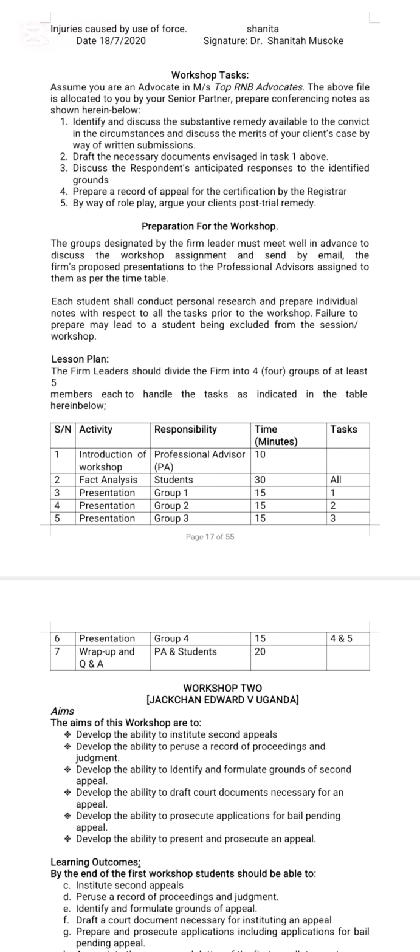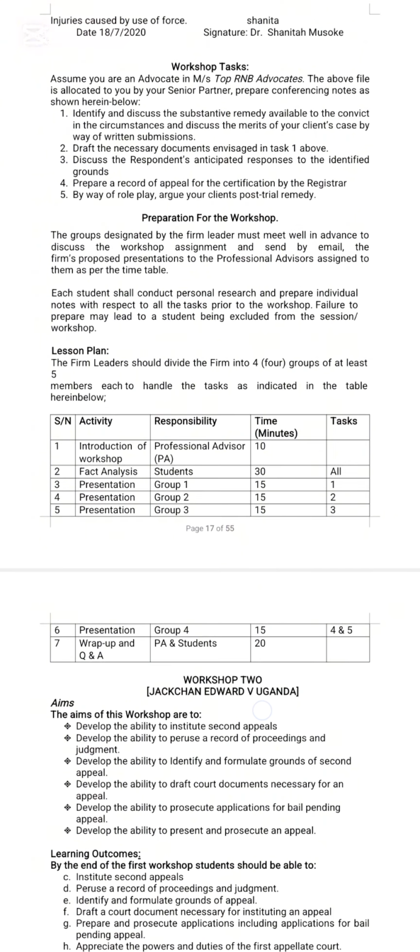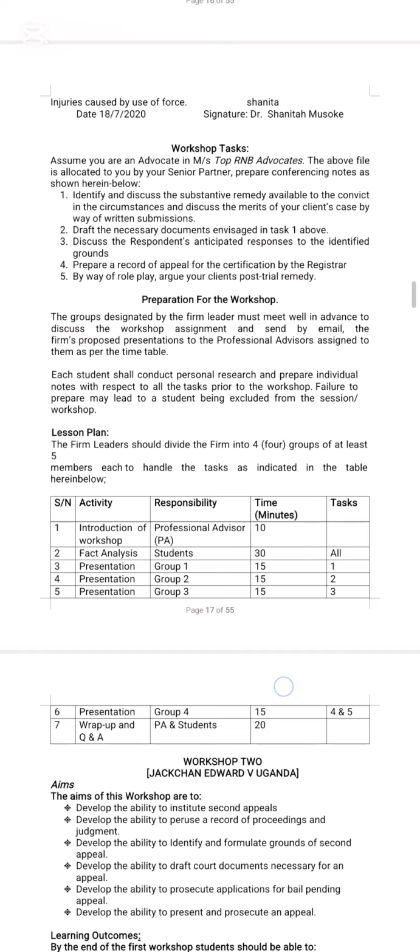One is that alibi was ignored. The trial judge erred in law and fact when he ignored the defense of alibi. Secondly, he failed to properly evaluate all the ingredients of the offense. And thirdly, the sentence was severe and harsh, even when he did not deduct the period which was spent on remand. Draft the necessary documents included in task 1.